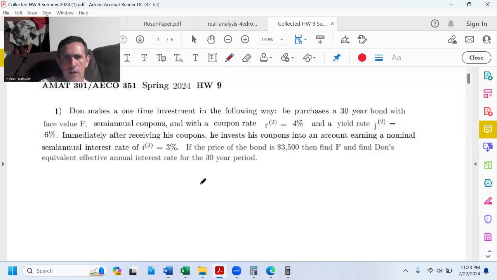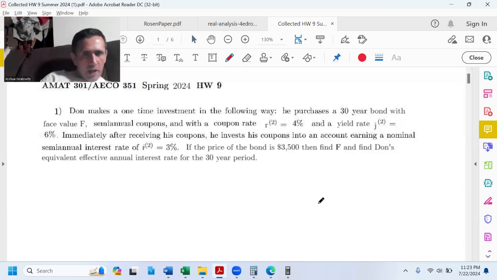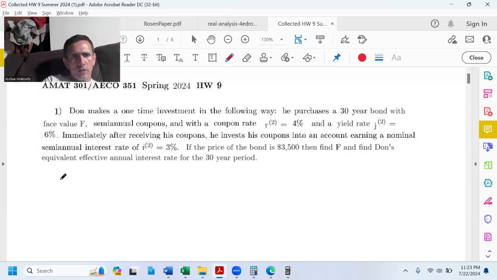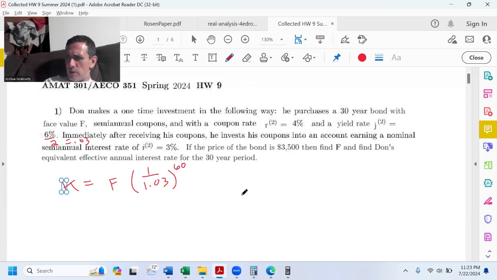All right, so let's find F first. Pretty straightforward. I think Makeham's formula is the easiest thing to do. So let's say K is F times 1 over 1.03. You take the yield rate, divide by 2 to get 0.03. Unless otherwise stated, it's a 6-month period. So 30 times 2 is 60. Right, so that is K.